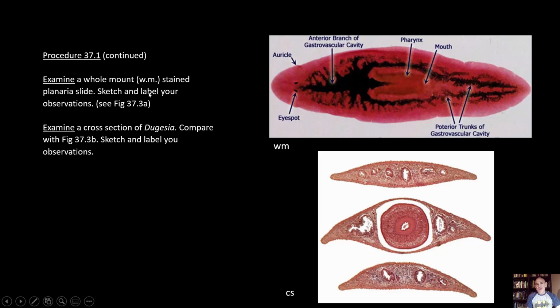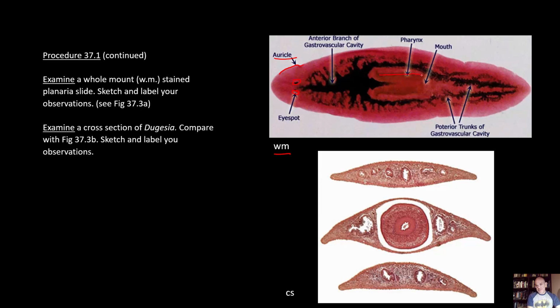you're supposed to look at a whole mount that's been stained so that you can see the gastrovascular cavity, which you can see on the right. That's labeled as whole mount right here. To take a look at it. So here, those lobes they were talking about with the chemoreceptors are called auricles, which is kind of what we use to say external ear, because it looks like a little ear-like extension. And then you have your ocelli, which we can also call eye spots.